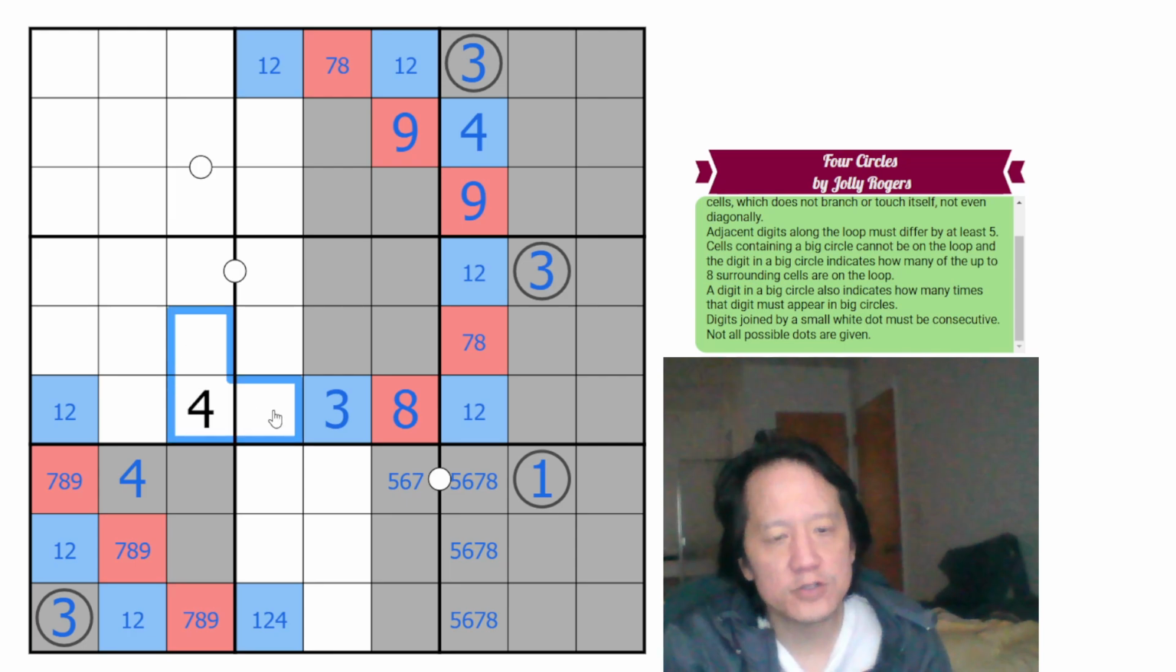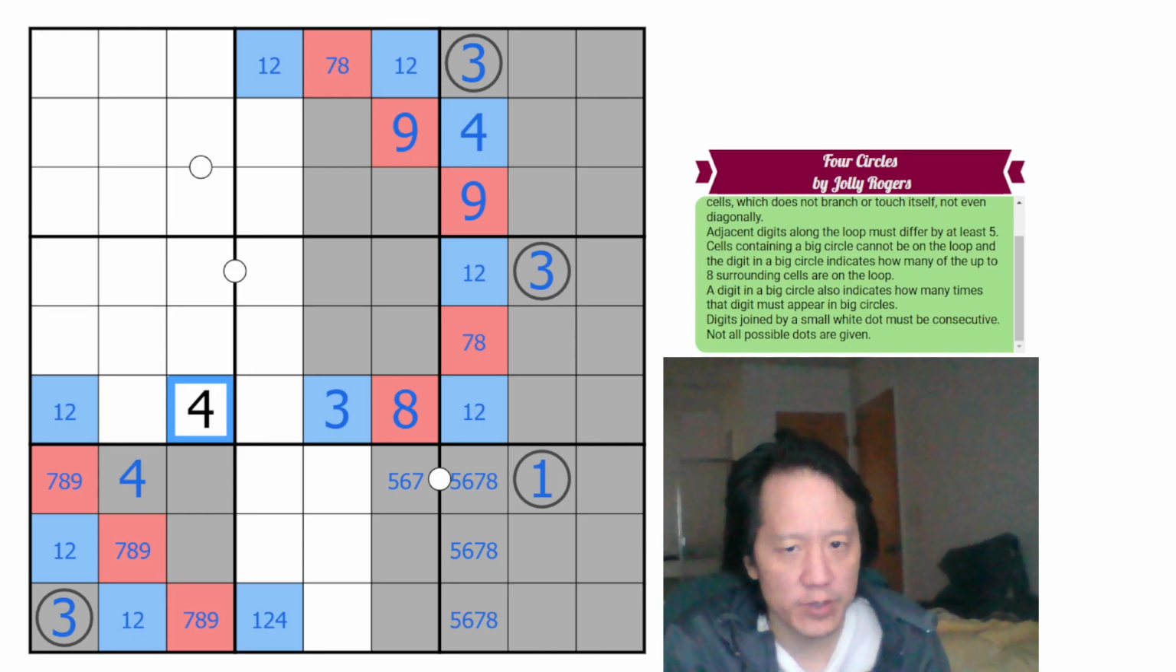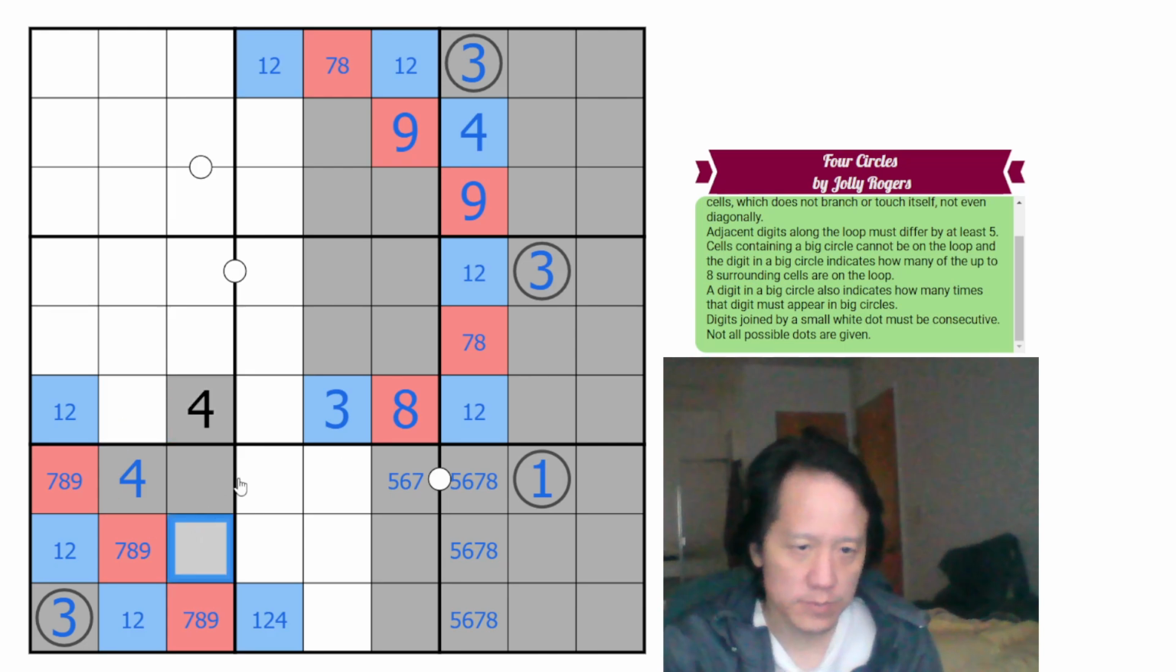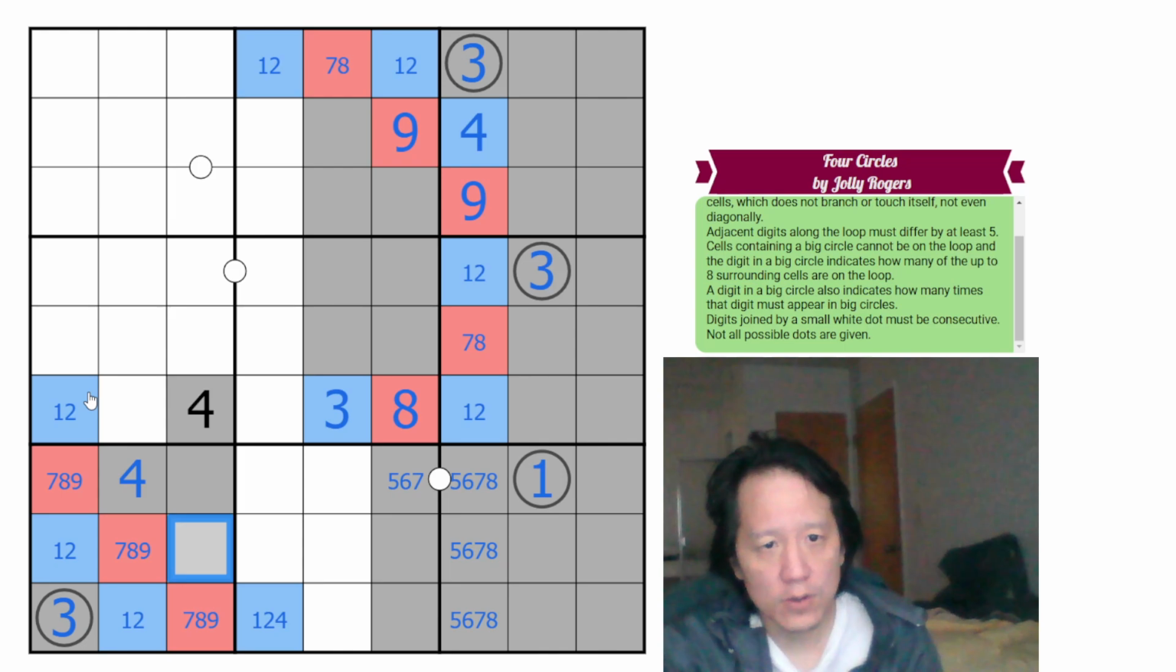This cannot enter and exit this way anymore because then that would make this not be part of the loop or make it branch. Therefore, this is no longer allowed. Therefore, this cannot be on the loop. Let's see. Anything else?